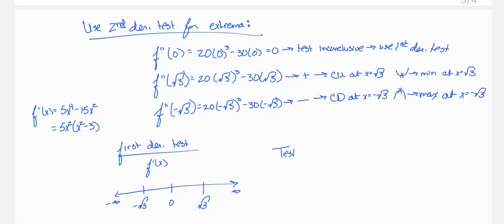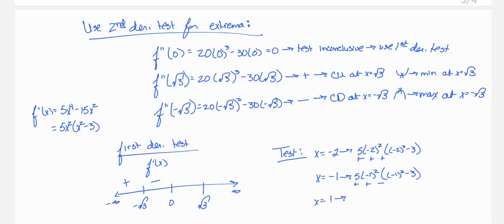So let's test some values and we'll compare what's going on. Let's plug in something over here, like negative 2. So I'm going to have 5 times negative 2 squared times negative 2 squared minus 3. So positive times a positive times a positive is a positive. Let's plug in a negative 1 to test this interval. 5 times negative 1 squared times negative 1 squared minus 3. Positive, positive, negative. This would be a negative.